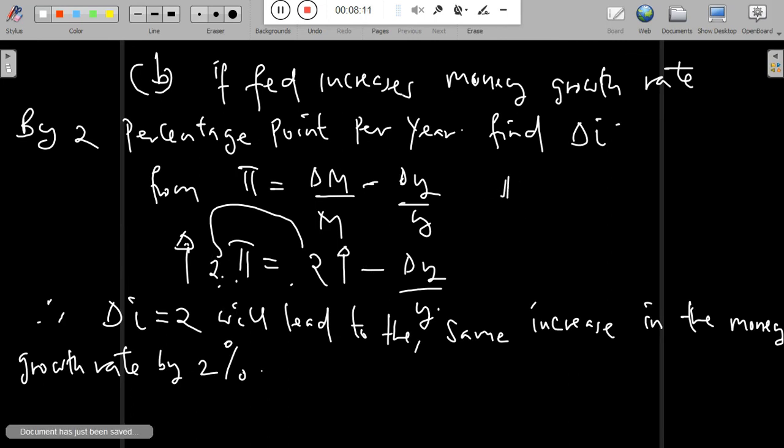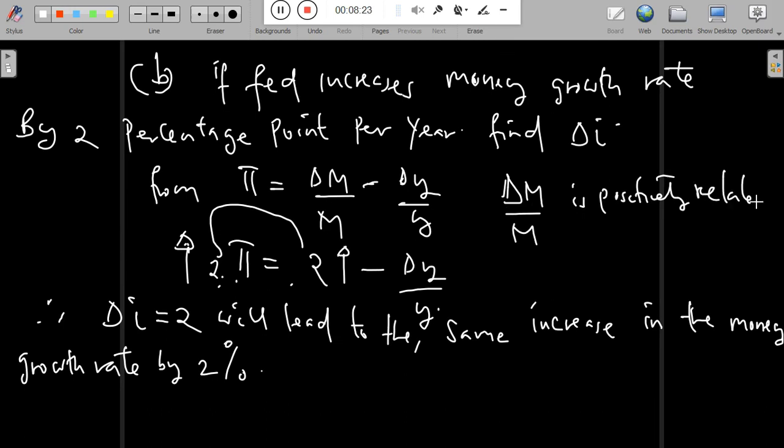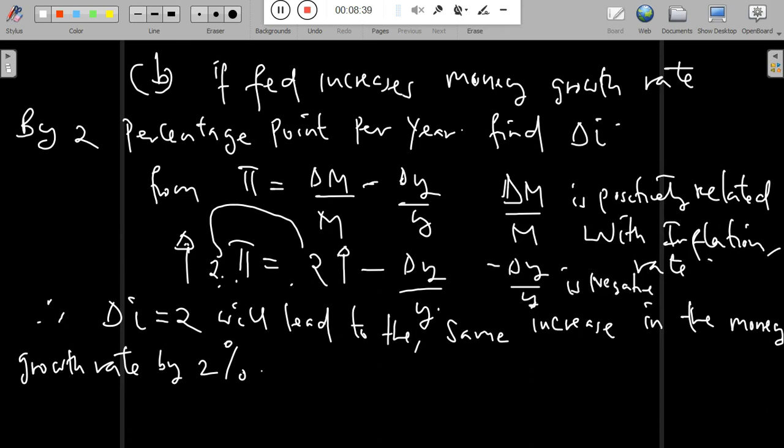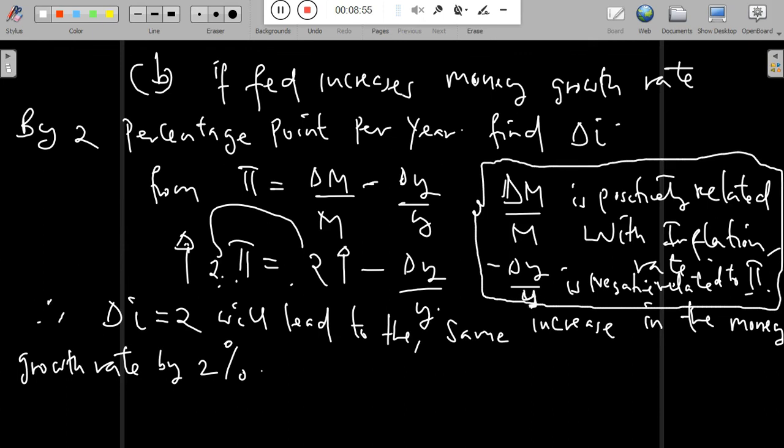So the change of nominal interest rate will be equal to 2, which follows from the same increase in the money growth rate by 2%. So remember, the change of money supply has a positive relationship with inflation. So when money supply increases, inflation goes up. And we need to remember that the change of output level has a negative effect on the inflation rate. So when the output level decreases, inflation increases, and vice versa is true. So that is how we solve part B.